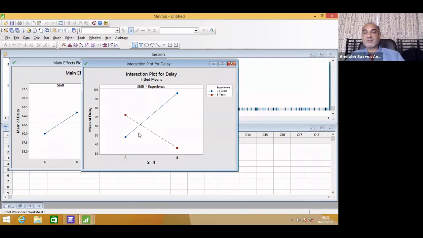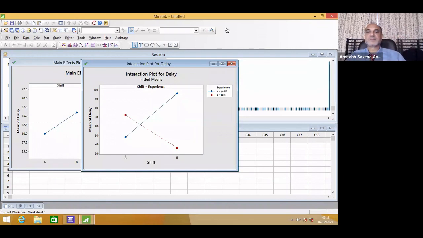You can see that the best possible combination, since I want to minimize the delay in the system, is this: the minimum delay occurs when in shift A, I put less experienced people, that is less than 5 years experienced people, and in shift B, I put more than 5 years experienced people. It will minimize the delay in the whole system.